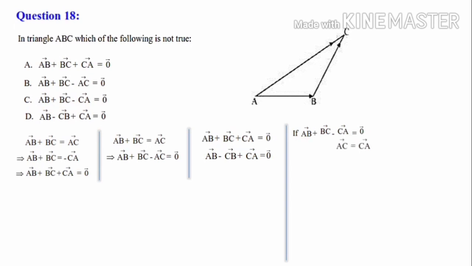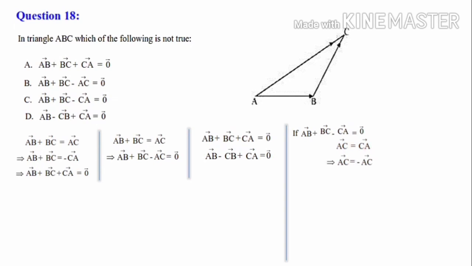Then let's check what is wrong here. Here vector AC and vector CA must be equal, only then this statement can be correct, because we have already proved that vector AB plus vector BC minus vector AC equal to 0. That is the correct statement. So instead of minus vector AC, here we have minus vector CA. It means that if this must be correct, vector AC and vector CA must be equal, because we have already proved that the other statement is correct. So AC and CA must be the same, vector AC is equal to vector CA.